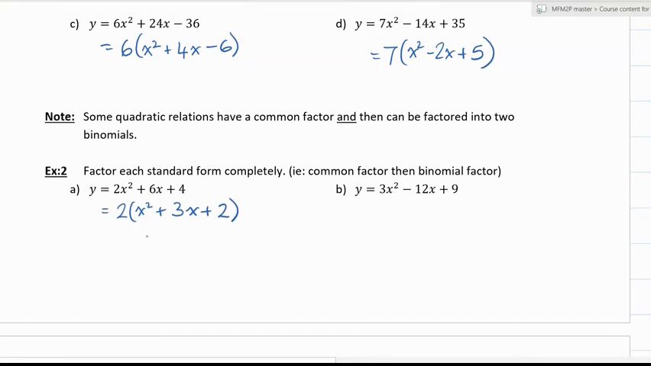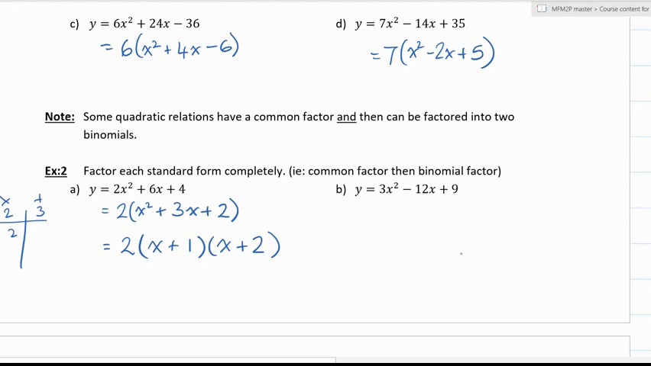So now we can set the 2, set it and forget it. And then let's factor this trinomial. It's called trinomial because there's 1, 2, 3 terms. So we're looking for two numbers that multiply to 2 and yet add to 3. And that's super easy. It's just 1 and 2. So we'll have x in the beginning of each of the brackets, and then plus 1 and plus 2.